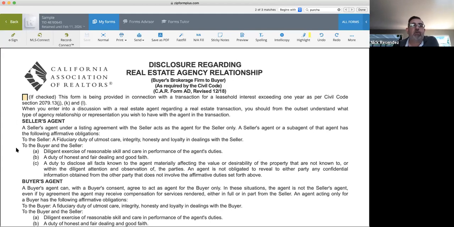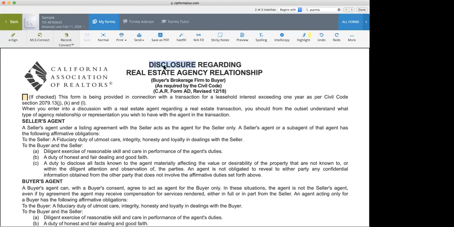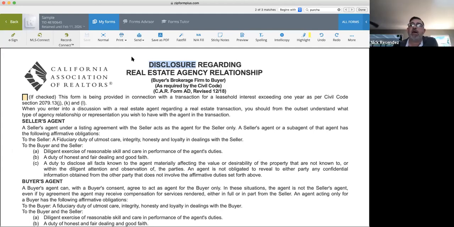So let's take a look at what we've got. We're going to start off with the first form, disclosure regarding real estate agency relationships. When you look at forms, there are all kinds of different form types. This one is a disclosure. In addition to disclosures, we have agreements, we have advisories, there are inspection elections, removal forms, amendments, and addendums. So when you're looking at a form and trying to figure out what it is, read the title first and foremost. This is a disclosure, okay? So disclosure means we're telling somebody something.